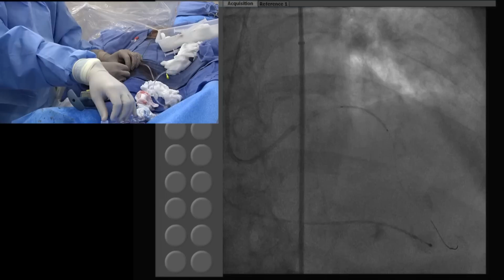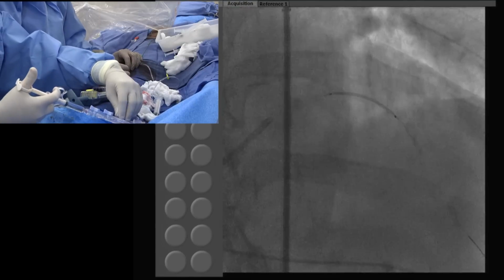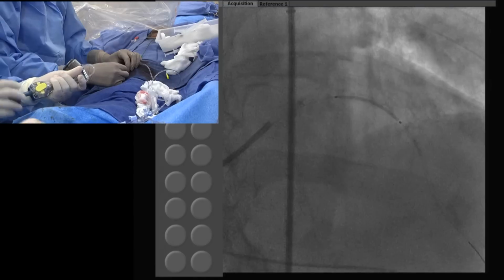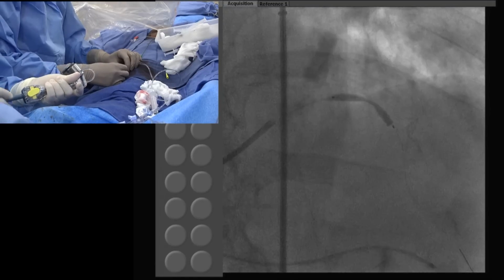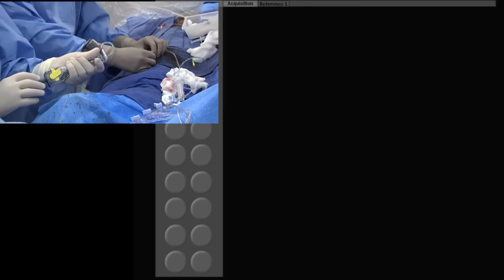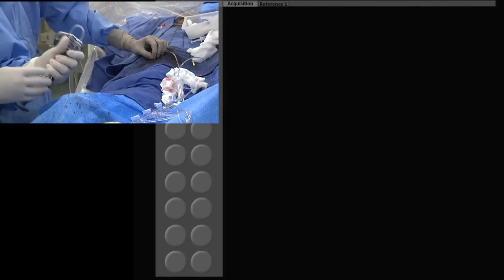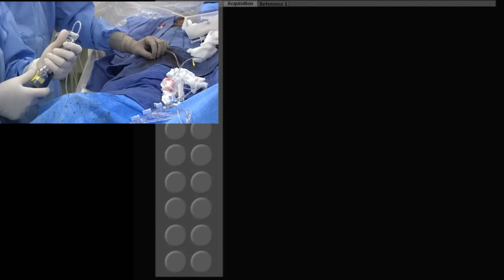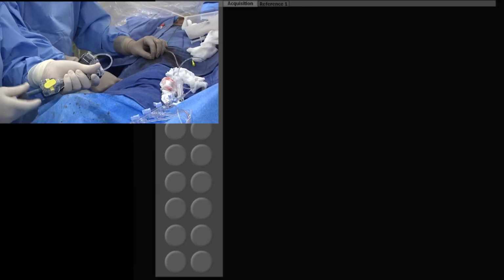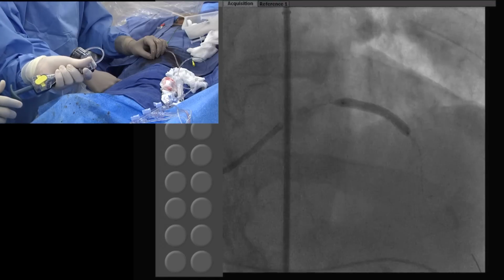Sorry, 20. Just a little dye. Good. Nice. See, even that caused a little dissection, right? This is a 3.5 by 12. 3.0 by 24 synergy, 16 atmosphere. Keep fluoro on. Okay, good.